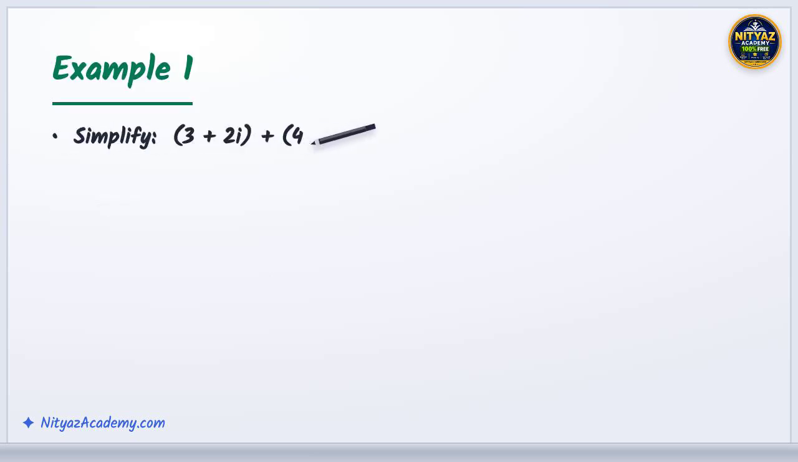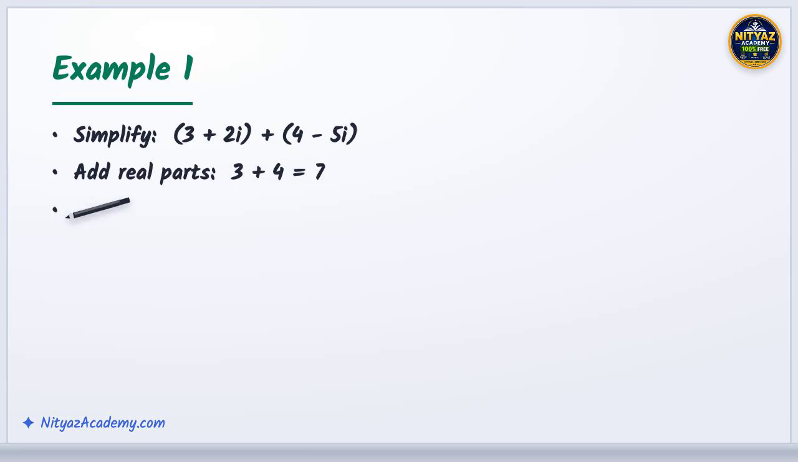Let's add 3 plus 2i and 4 minus 5i. Adding complex numbers is just combining like terms. Add the real parts. 3 plus 4 is 7. Then add the imaginary parts. 2i minus 5i is -3i. Put them together and the answer is 7 minus 3i. Treat i like a variable, and this becomes easy.